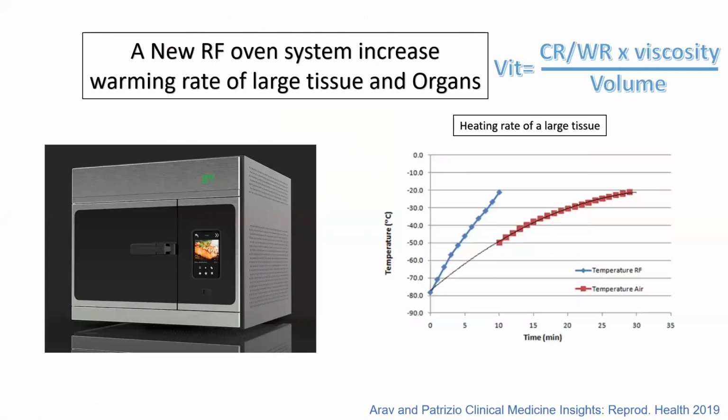Another thing which is important is the warming rate, and we used a new device called the RF oven system. It's not a microwave; it's radio frequency with different frequencies of radio waves. Comparing hot air to radio frequency, we had a much better warming rate of tissue and organs.